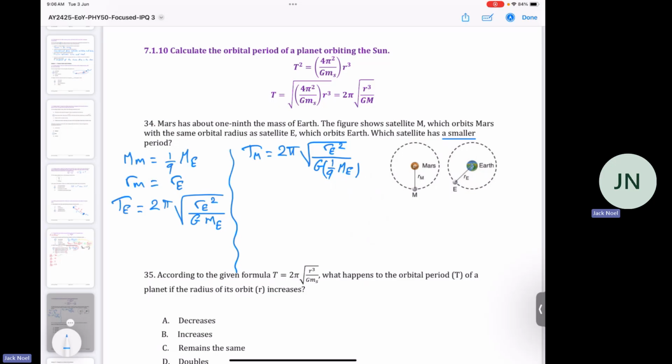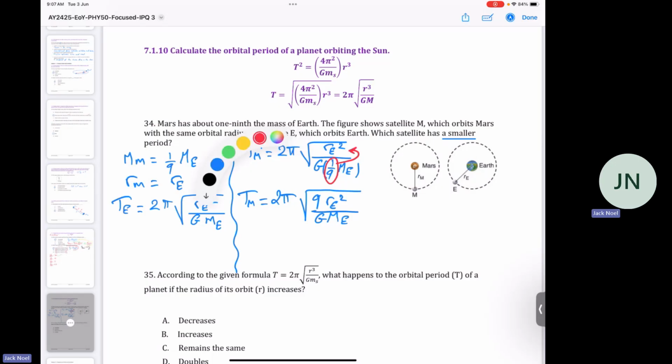Now, according to the rule in mathematics, you have a rule: keep, change, flip. The 1 over 9, which is at the denominator, can come up; when you take this and put it up, it will flip. So instead of 1 out of 9, it will become 9. So TM equals 2 pi square root of, instead of 1 out of 9 at the bottom, take it up, it becomes 9 RE squared over GME.